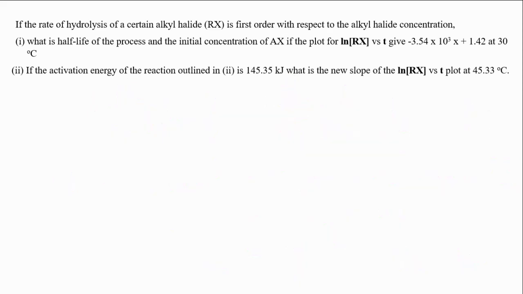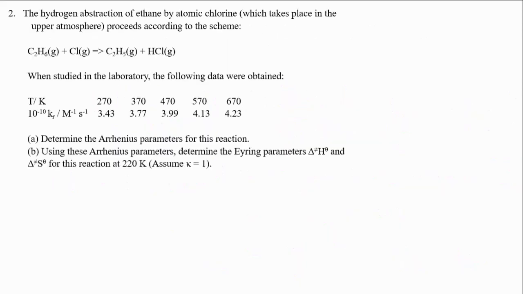Let's see if we can try the other question. Now this one is quite interesting. It says the hydrogen abstraction of ethane by atomic chlorine, which takes place in the upper atmosphere, proceeds according to the scheme. When studied in the laboratory, the following data were obtained. So this is the data that we have, and we are asked to determine the Arrhenius parameters for the equation.